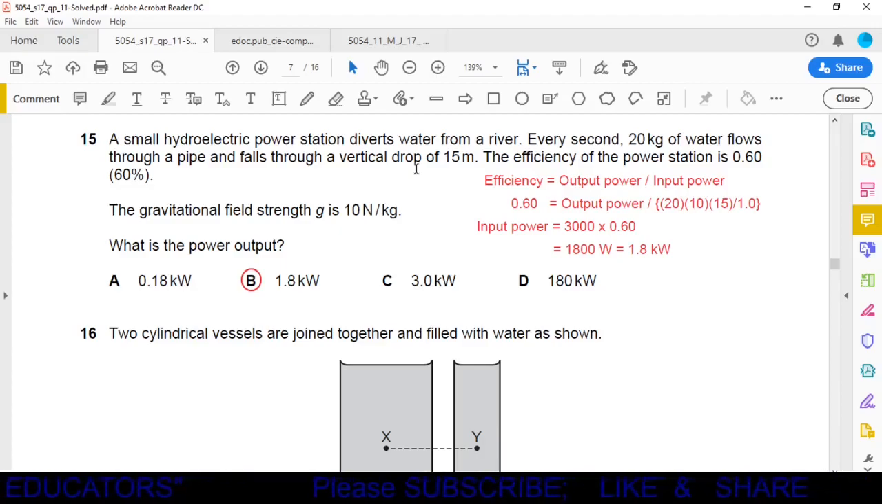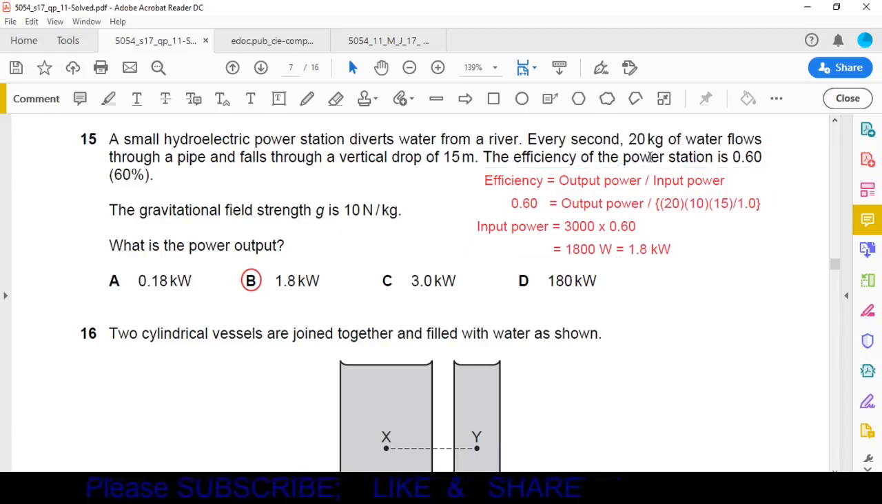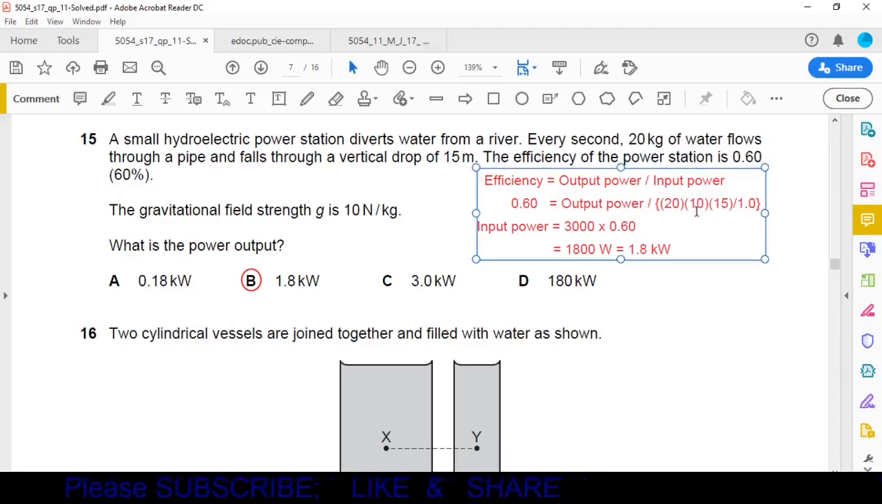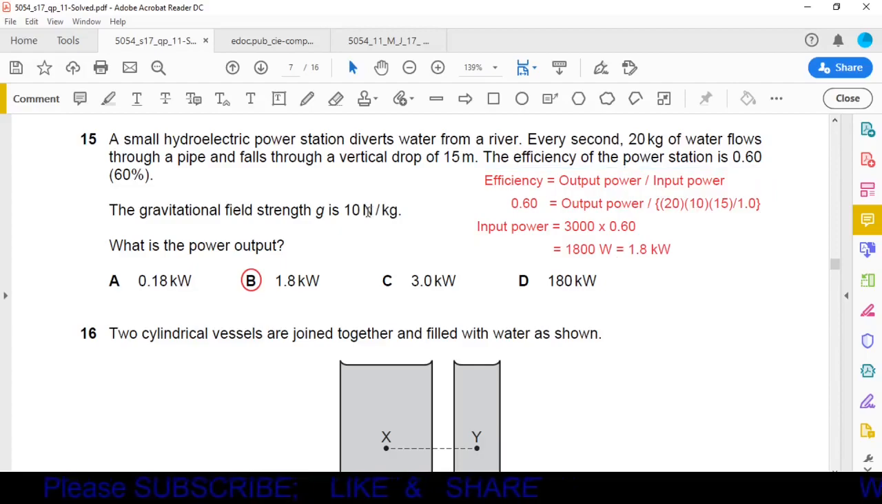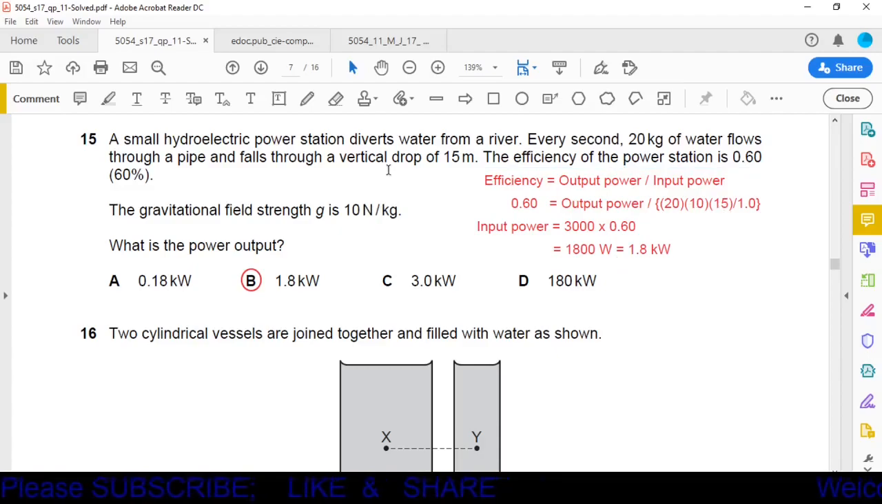Gravitational potential energy is given as mgh. So we can say work done is equal to mgh. Now power is equal to work done over time. So we can say input power is equal to mgh over t. Now this m, mass, is 20 kg. This g, gravitational field strength, is 10 Newton per kg. This 15 is the height. Here it is given vertical drop. So our height is 15 meters, divided by time.